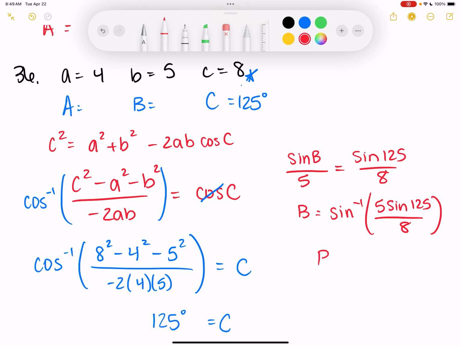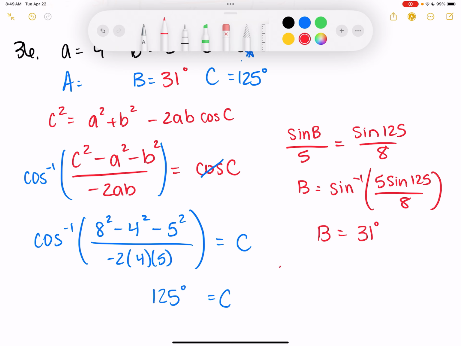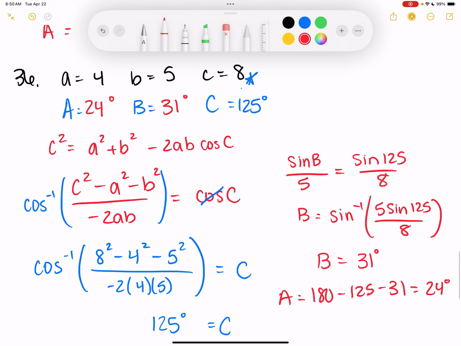So that is 31 degrees. I'm rounding. And then angle A would be last, which I can obviously just do 180 minus 125 minus 31, which gives me 24 degrees. And that all makes sense there as far as that goes. So biggest side is the biggest angle and so on and so forth.